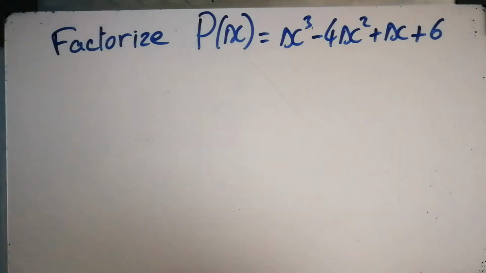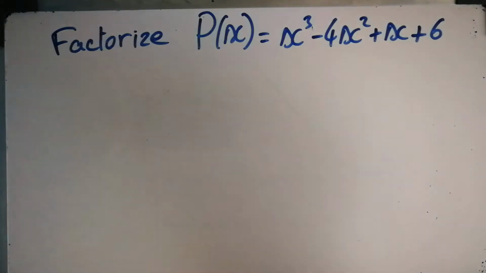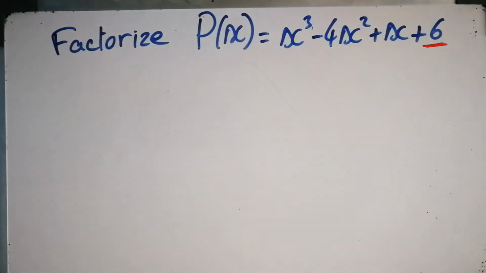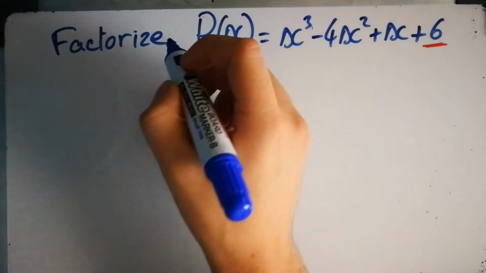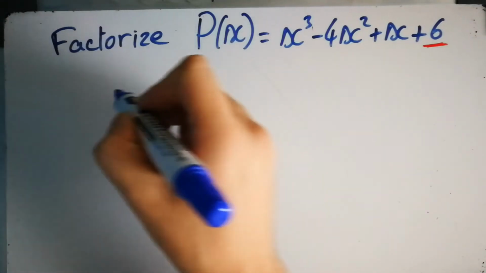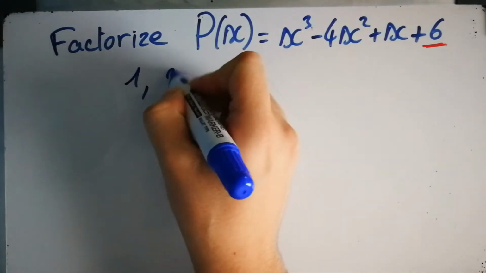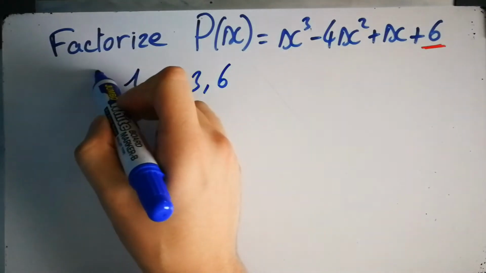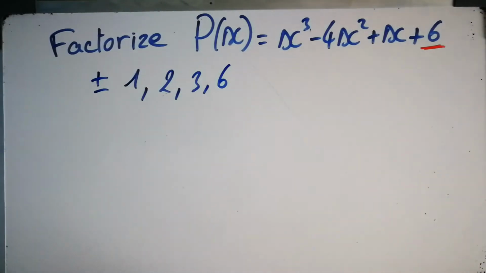The first step in factorizing the polynomial is to look at the constant term. We're going to follow the same method as with the quadratic. We're going to look at the factors of the constant term and try to find which one is a factor of the polynomial. So the factors of 6 are 1, 2, 3, and 6, and we're going to take either the plus or the minus on each of these.